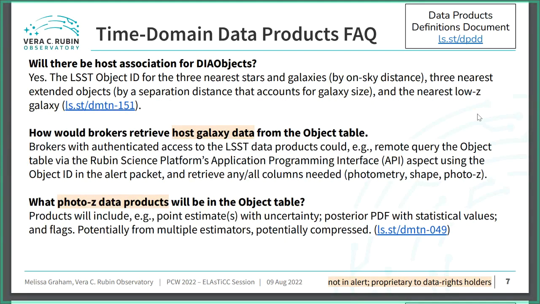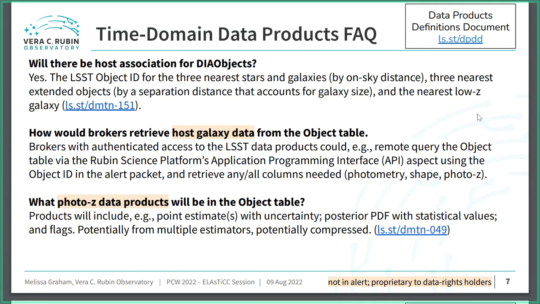Okay. Yeah. So it won't be in the alerts. Photo-Zs don't go in the alert packet. So we'll just jump around our FAQs. Right. The photometric redshift goes in the object catalog, which is proprietary. So we can't put the Photo-Z in the alert packet. But what will go in the alert packet is some host association.